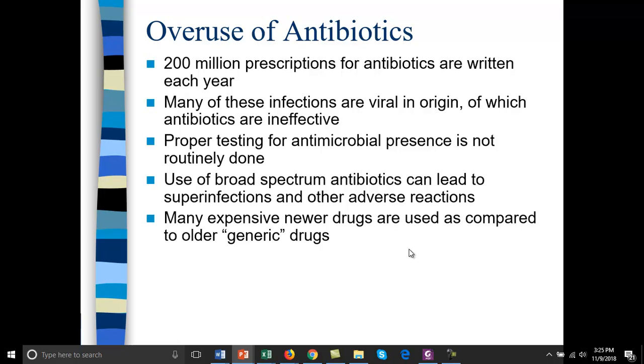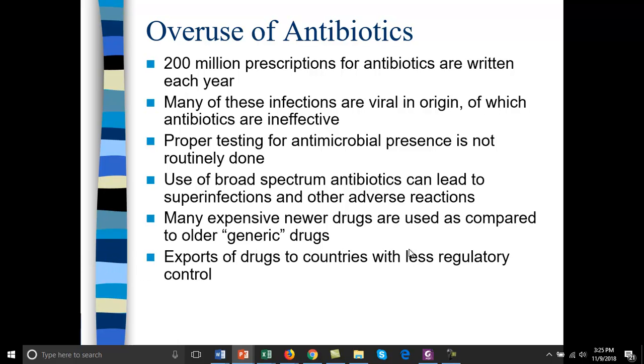Again, the whole conversation around generics, we could talk about that for a full lecture, but a lot of times physicians and other medical providers are incentivized to use newer drugs. This is done by drug companies, but if you have a good provider, then most of the time they will recommend a generic drug just to save money.